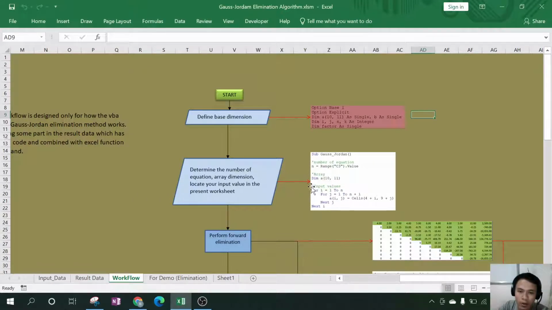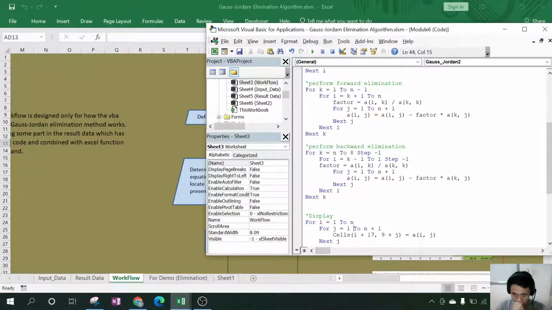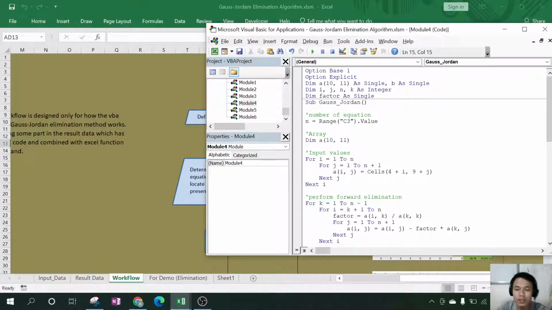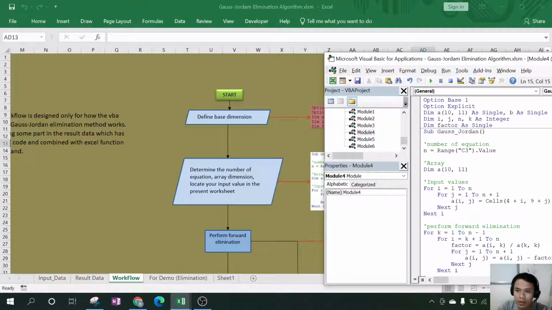This is purely on how to make loops and using the Gauss-Jordan method. Okay, so here first is that we define base dimension. I just took a screenshot, but we can go to our developer command, the module which I have prepared. Here, Option Base 1, then Option Explicit. So we define it here first.